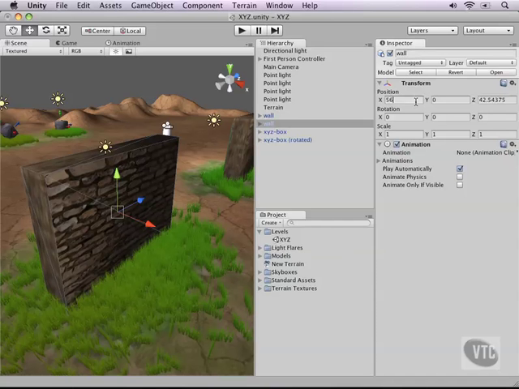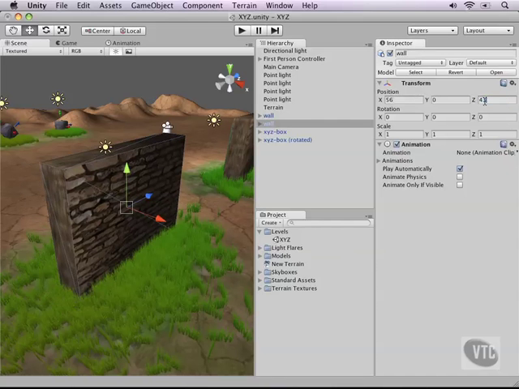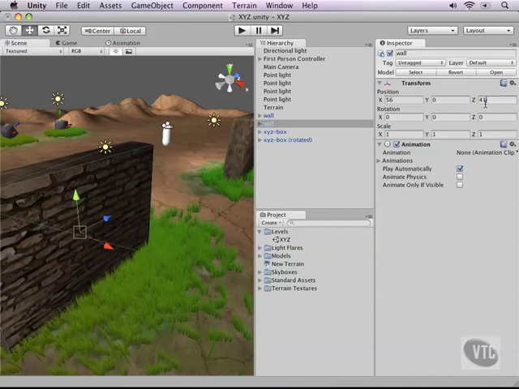Now, Z is represented by the blue color in most, if not all, 3D applications. And of course, if I would increase the number of Z, you can see that the cube starts moving away from us, and if I decrease it, it comes back into view. Which could be quite cool if you want, for example, something to pop out at you from the screen.